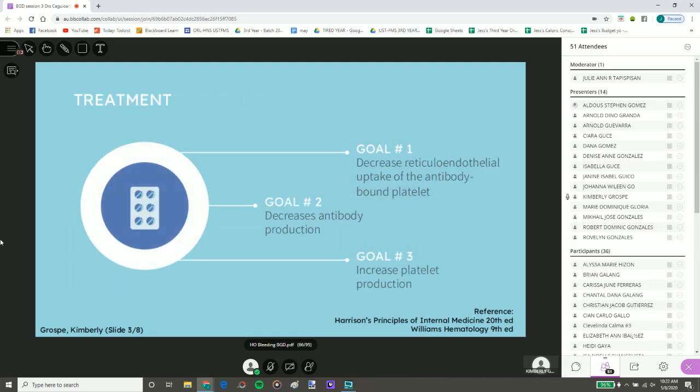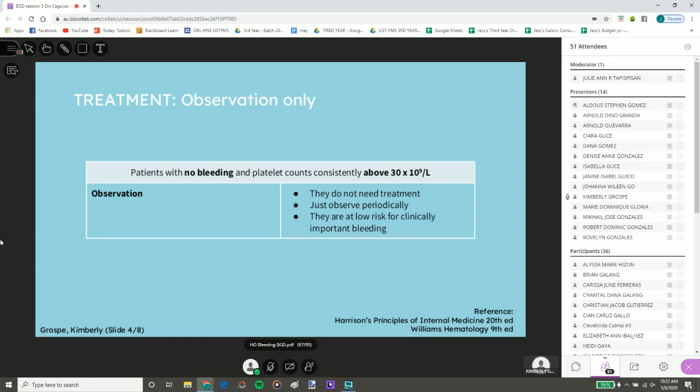The treatment of ITP has three goals: to decrease the reticuloendothelial uptake of the antibody-bound platelet, to decrease antibody production, and to increase platelet production. First of all, when managing patients with no bleeding and platelet counts that are consistently above 30 times 10 to the 9th, it is recommended to withhold treatment and just observe periodically, as they are at low risk for clinically important bleeding and do not have increased mortality related to thrombocytopenia.